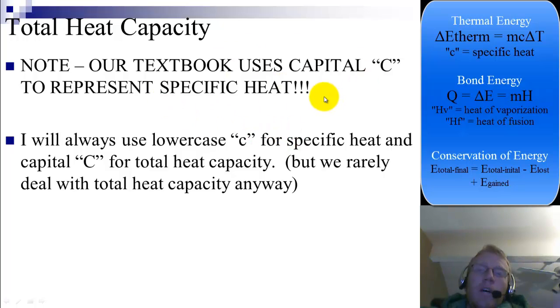Just a secondary reminder, this is really important. Our textbook uses capital C to represent specific heat, and I personally use lowercase c for specific heat and capital C for total heat capacity. Every book I've ever seen does it the way I do it, and our book is the one exception, so I apologize. But again, I don't think you need to worry about total heat capacity, so pretty much anytime you see a C, you can use it as specific heat if you're following along with the textbook.